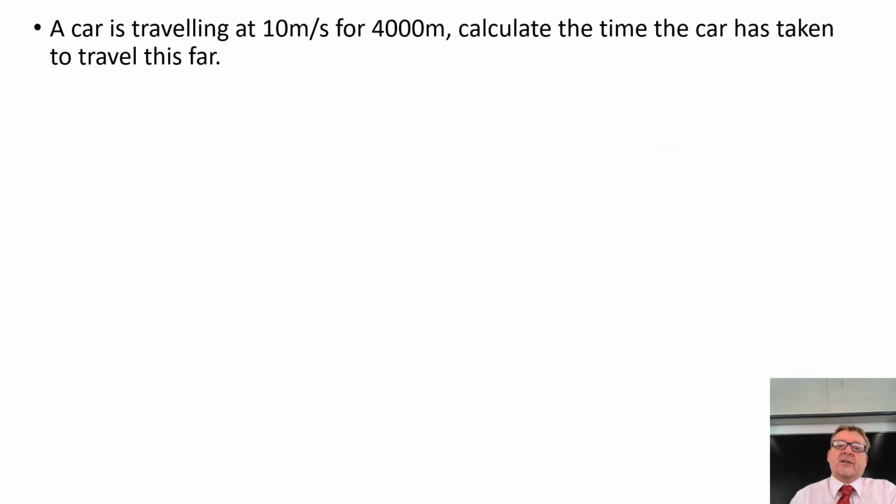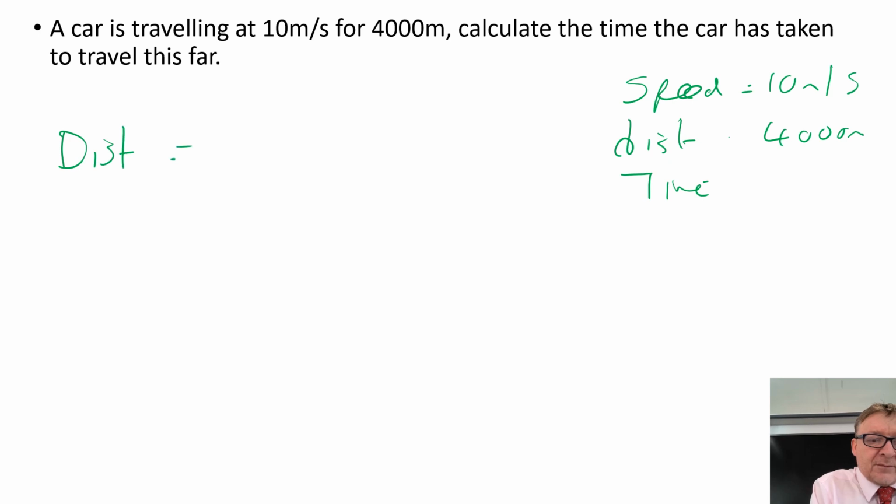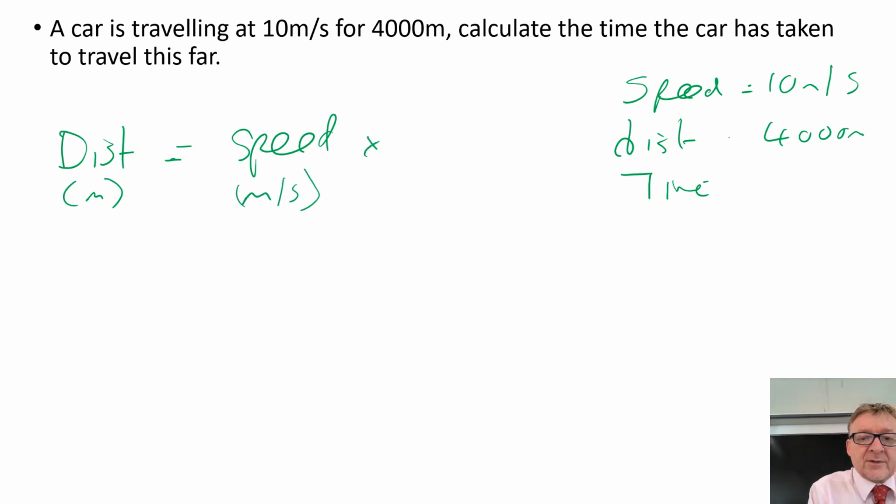A car is travelling at 10 meters per second, so speed equals 10 meters per second. The distance is 4,000 meters. Calculate the time taken. So we want time. So distance in meters equals speed in meters per second times time in seconds.